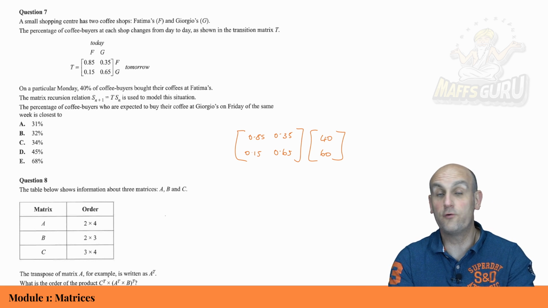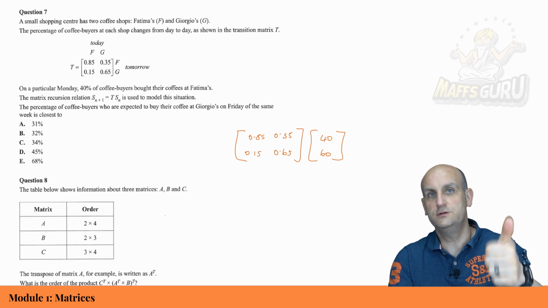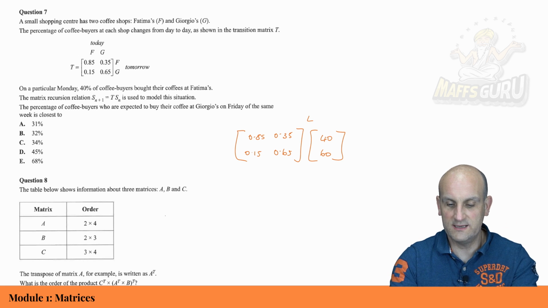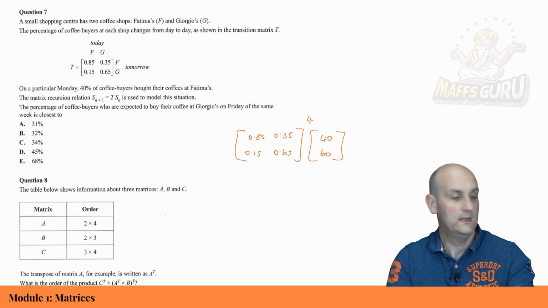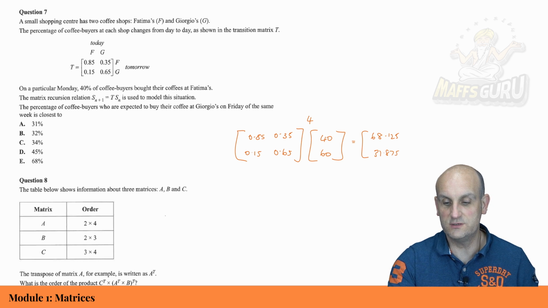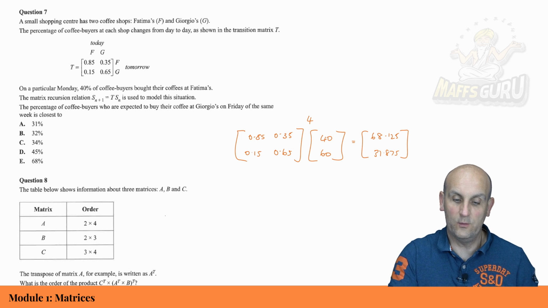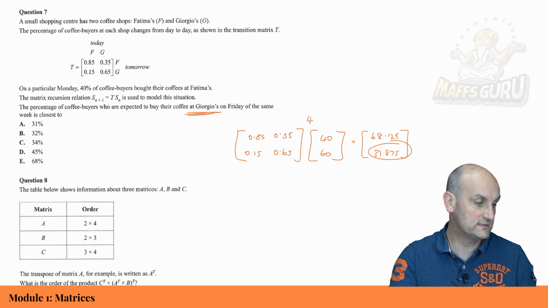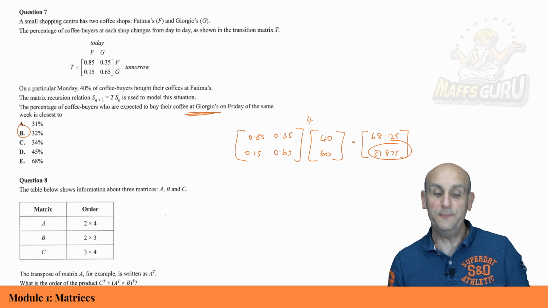It wanted Friday. So Monday, Tuesday, Wednesday, Thursday, Friday, it means we raise that to the power of 4. And when I put that into my calculator, out came the numbers something like 68.125 and 31.875. You just then had to choose the right number, and it wanted Giorgio's, which is actually this value here. And so the correct answer, as far as I'm concerned, came out to B.